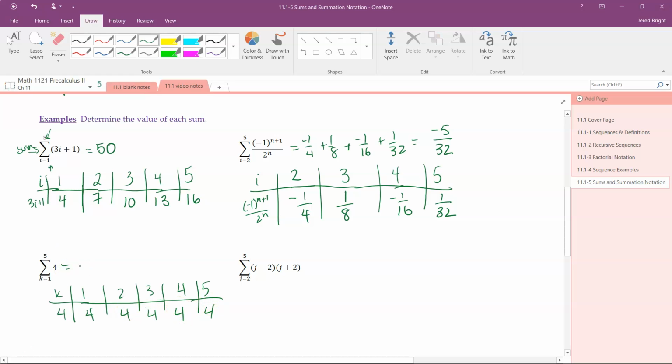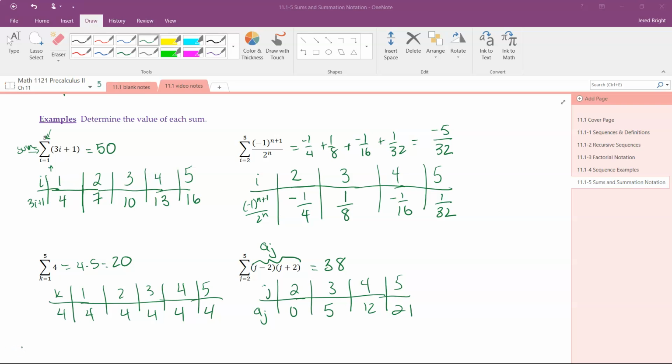So all you have to do is take 4 times 5, because you have 5 4s, and you get 20. Oh, that wasn't too bad. This last one, I want you to pause the video, try it out. This is a trickier example, but maybe this table approach will help you.